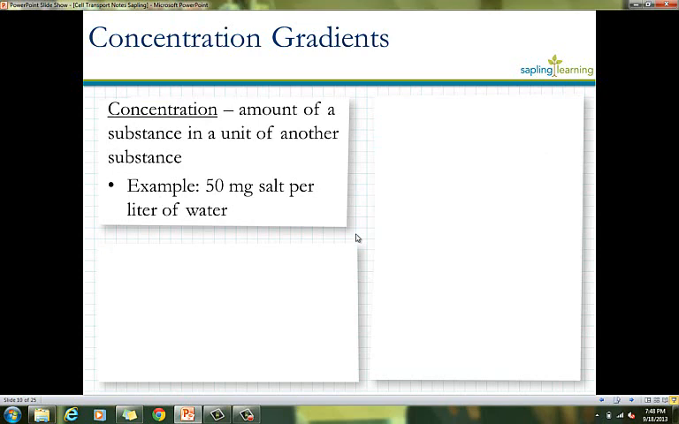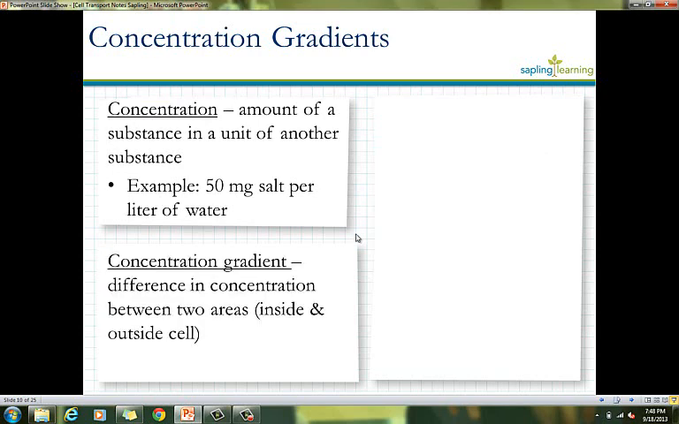All right, so concentration describes the amount of a substance in a unit of another substance. So I gave you the example of 50 milligrams of salt per liter of water. That means for every liter of water, there's 50 milligrams of salt. So concentration gradients describe the difference in concentration of a particular molecule between the inside and the outside of the cell.